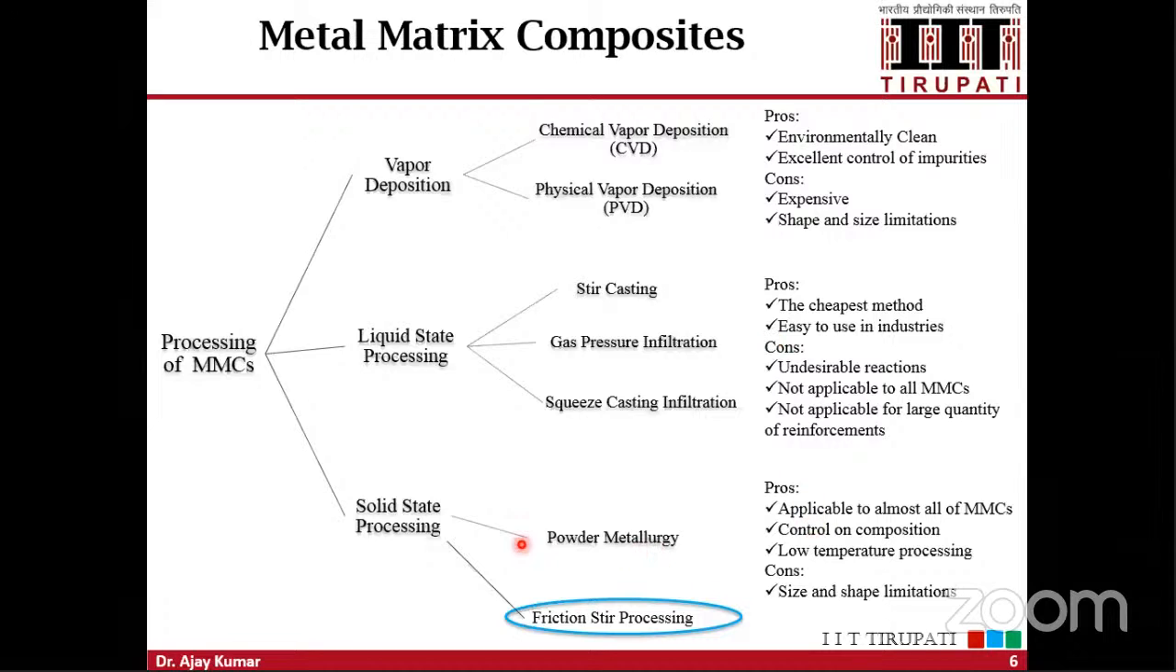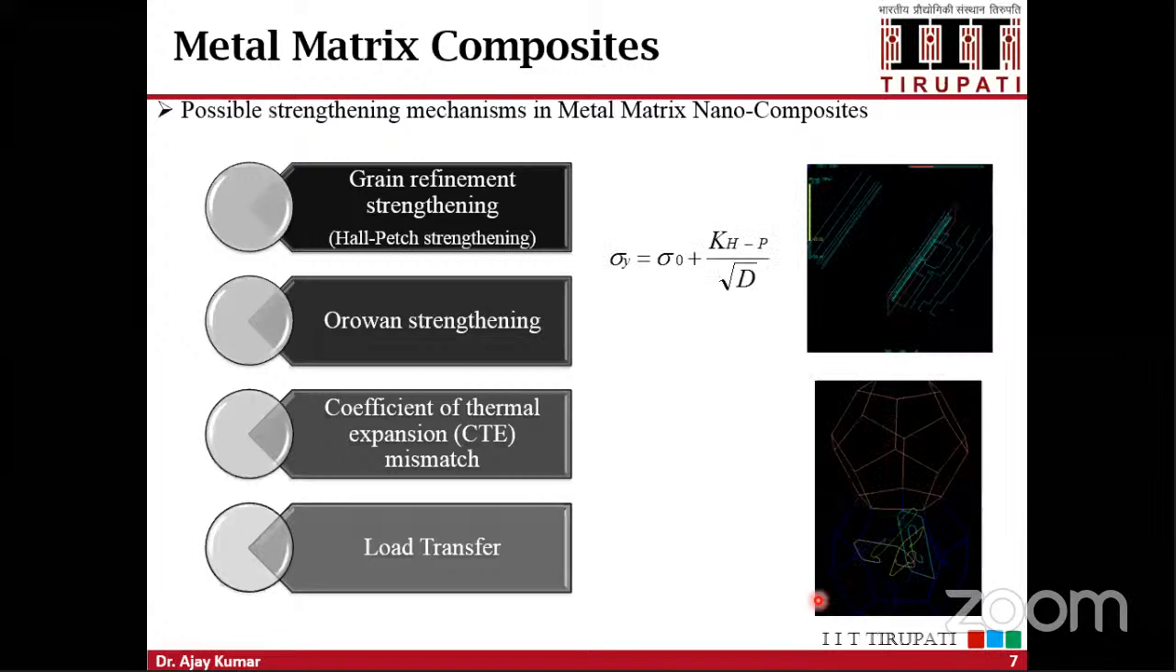And then we have solid state processing. Okay, and today I will be talking about friction stir processing. This is one of the thermomechanical solid state processing techniques, and it is based on friction stir welding. Okay, so composite materials are developed by different techniques.